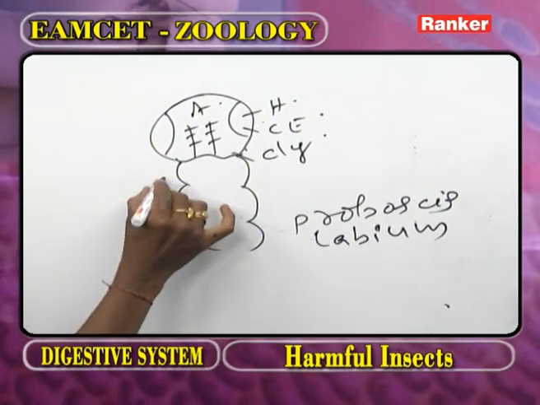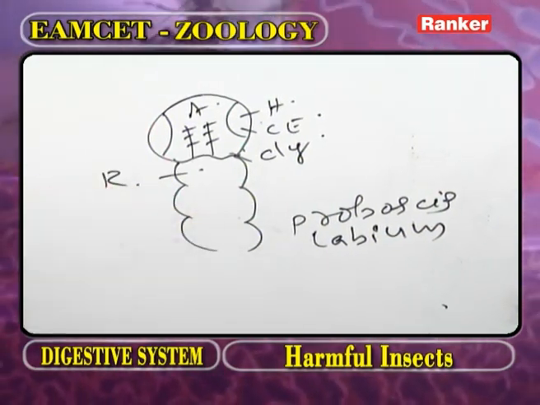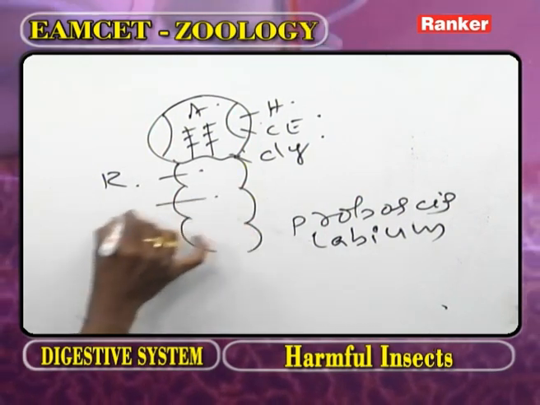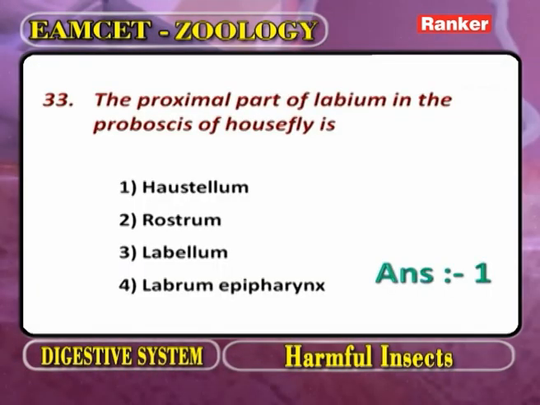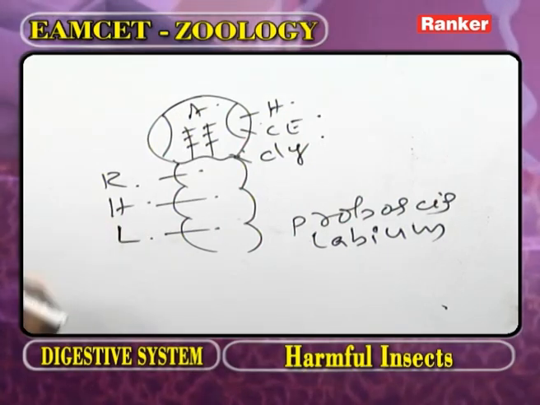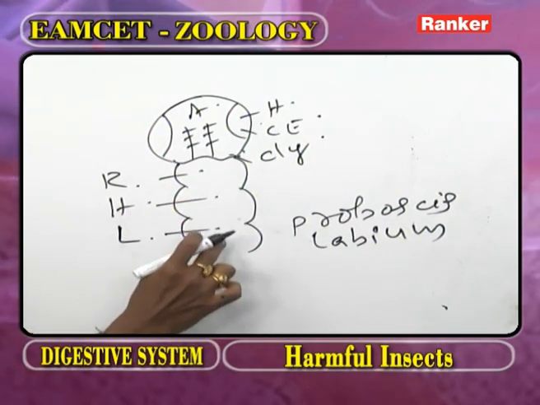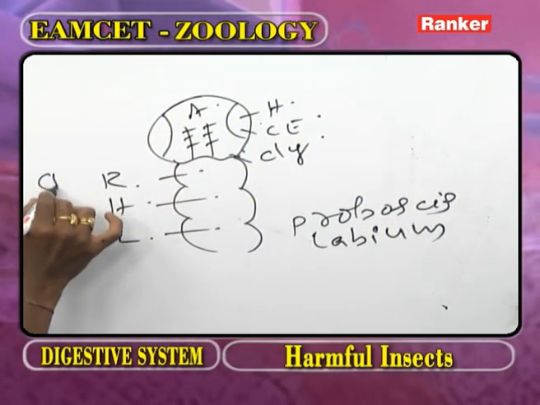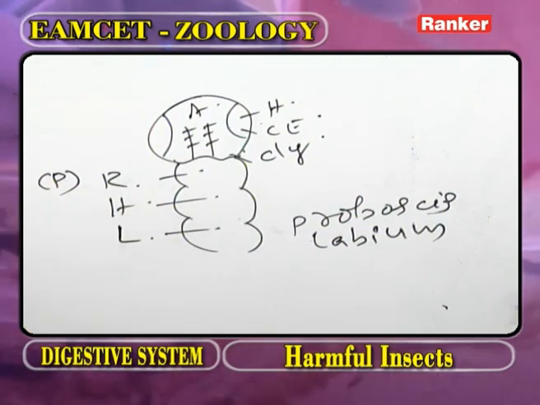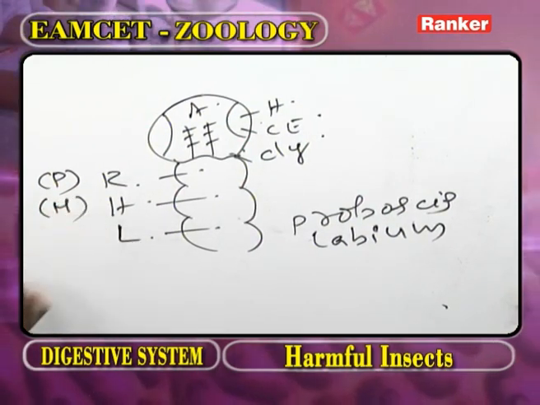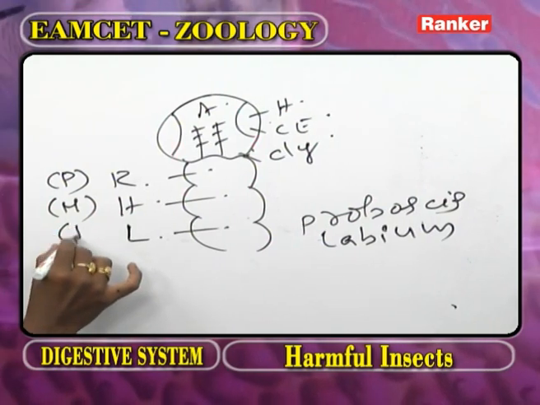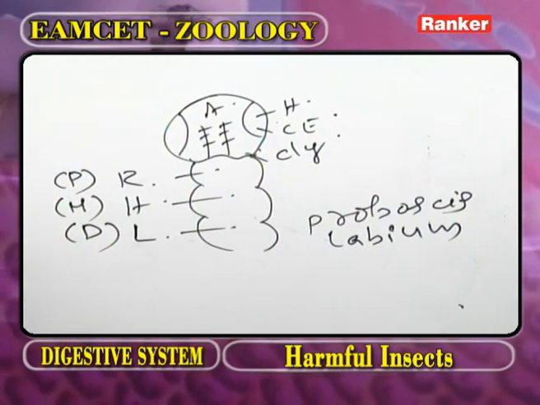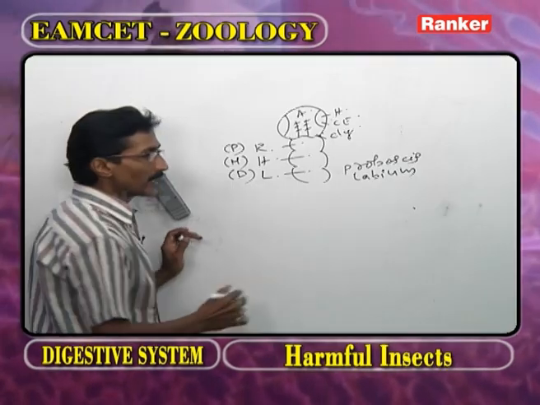In the proboscis, the first part we call rostrum. Second part we call ostellum. Third part we call labellum. Now in the proboscis, what is the proximal part? Rostrum. What is the middle part? Ostellum. What is the distal part? Labellum. Here, what is our question?